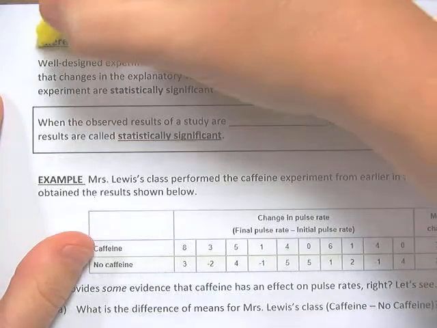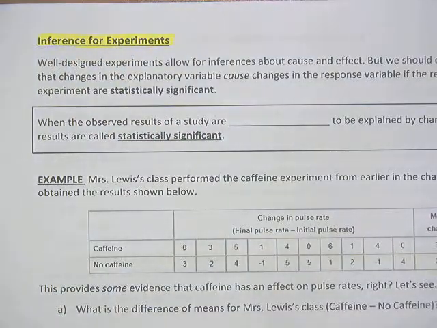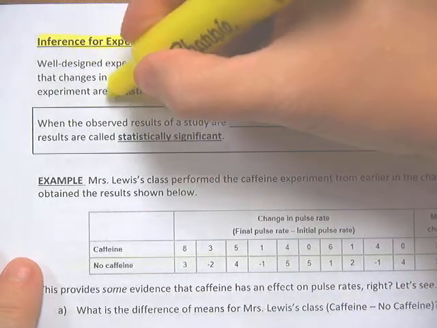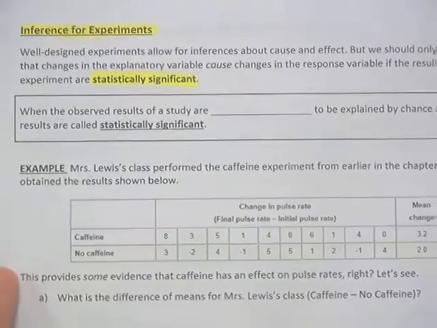Inference for experiments. What can we infer? Well-designed experiments, again, well-designed is those 4 components that we talked about in 4.3. Well-designed experiments allow for inferences about cause and effect, but we should only conclude that changes in the explanatory variable cause changes in the response variable if the results are said to be statistically significant.